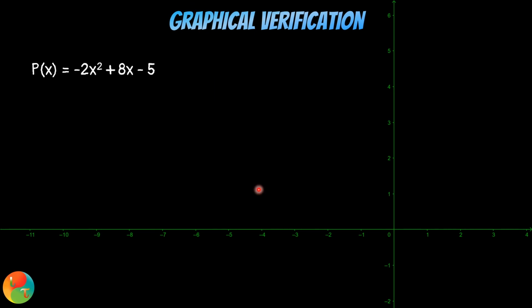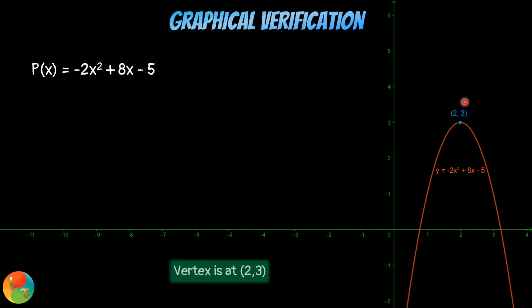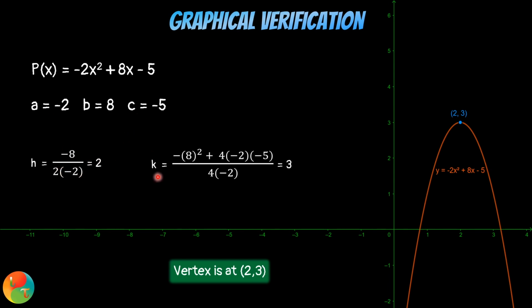For the next example, we'll have the quadratic polynomial minus 2x square plus 8x minus 5. So it is quite obvious that the parabola is going to open downwards. And in this case, the vertex is at 2 comma 3, which is the highest point of this parabola. So we know that a is equal to minus 2, b is 8 and c is minus 5. After substituting the values of a, b and c in the formulas of h and k, we'll have the value of h equal to 2 and k equal to 3. So the verification in this case is also done algebraically.